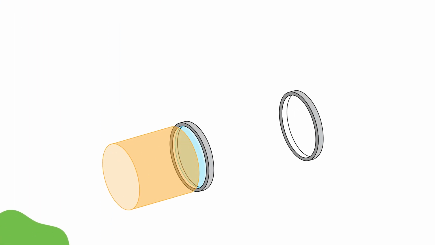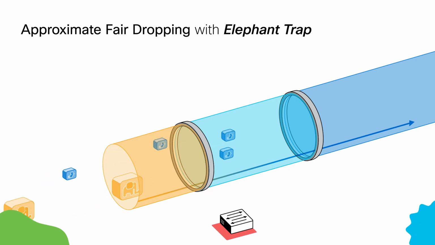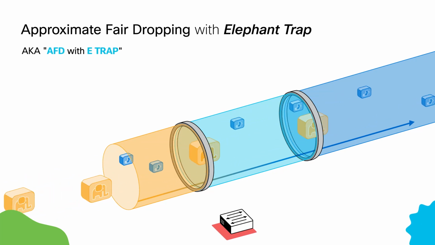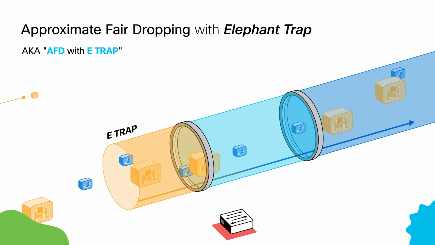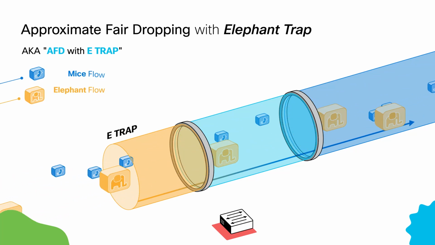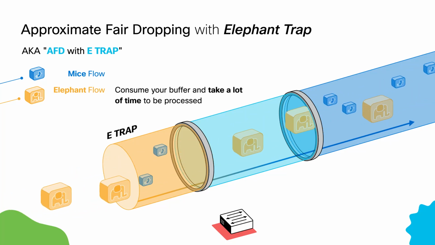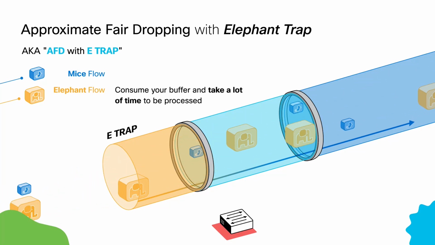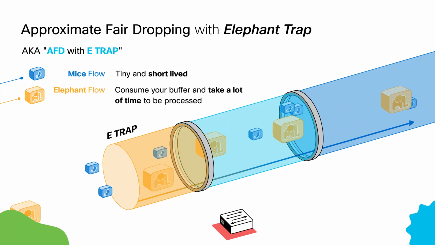Enlighten me, please. First of all, approximate fair dropping with elephant trap. That's a mouthful, and that's why I prefer using the acronym AFD with E-trap. Oh, what's that? Let's just remember, elephant flows and mice flows. What about elephants? Elephants are heavy. They are going to consume your buffer and take a lot of time until they get processed, whereas mice are cute and tiny and short-lived.